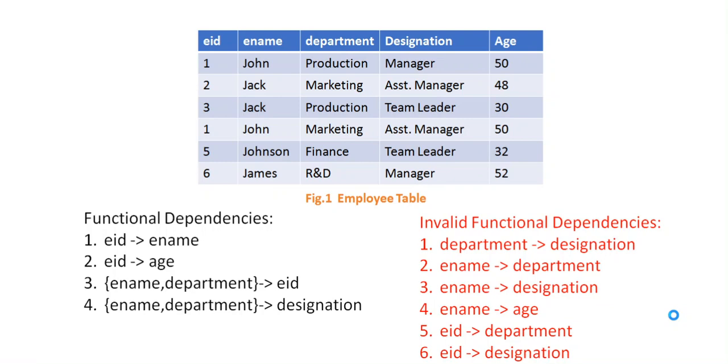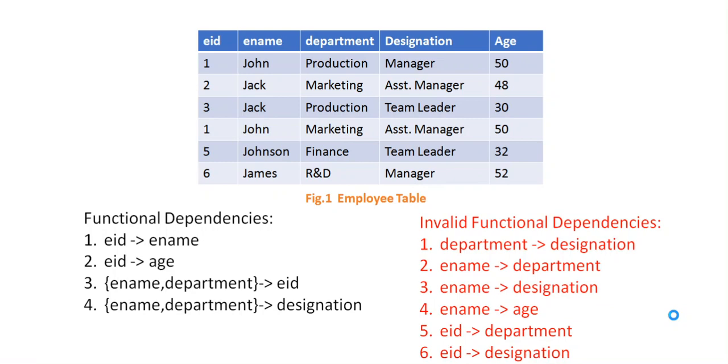Similarly, employee name determines department. This is an invalid functional dependency. Now look at the table. Employee name is John, department is production. Employee name is John, department is marketing. Means for the same value of employee name there are two different values of department. So employee name is not determining department. Similarly, employee name is not determining designation.